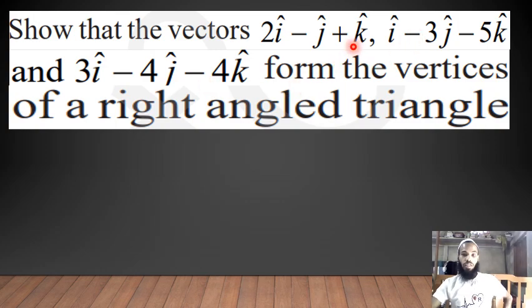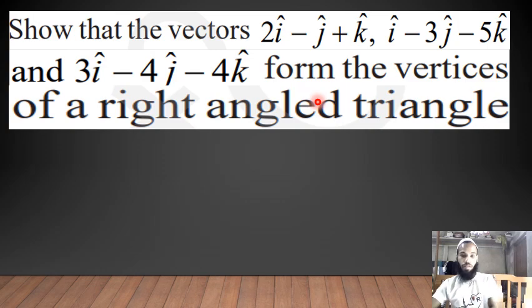Next we have to check the scalar component of k. Here plus 1 and here minus 5, plus 1 and minus 5 equal to minus 4. So the sum of these two vectors will form the third vector, this vector.